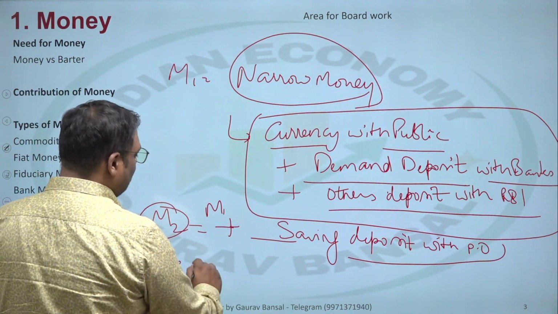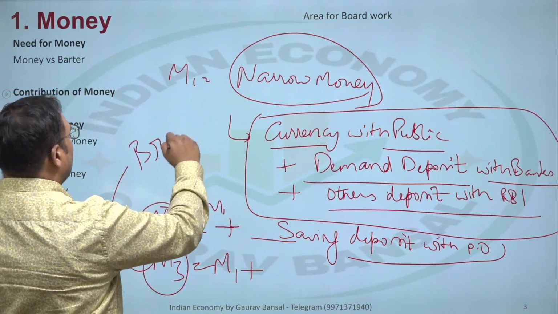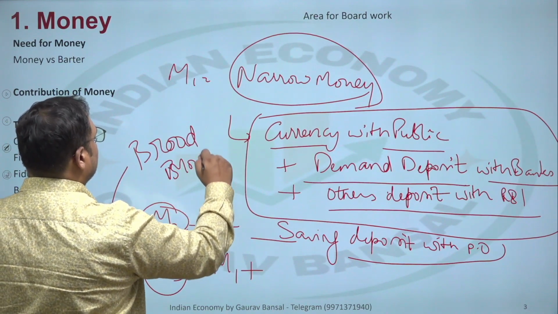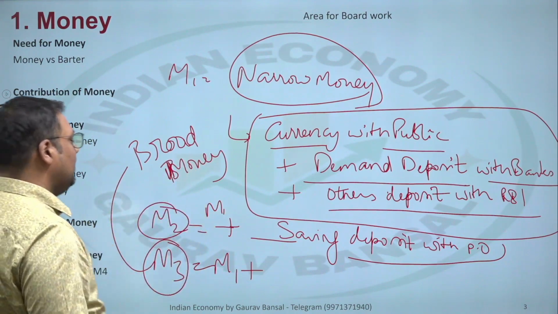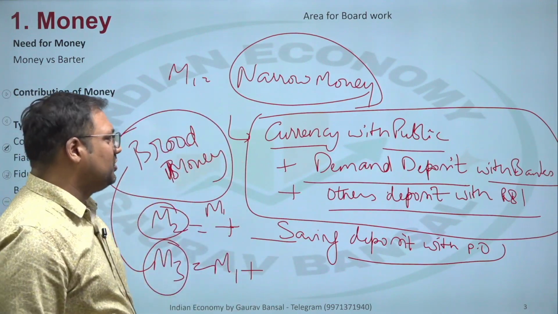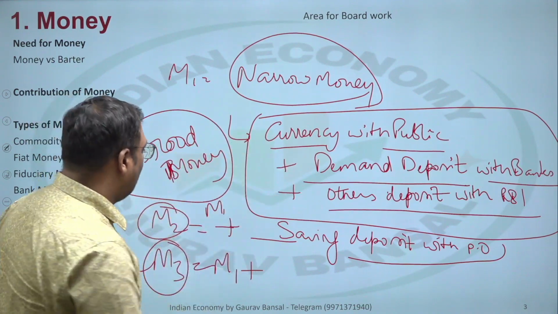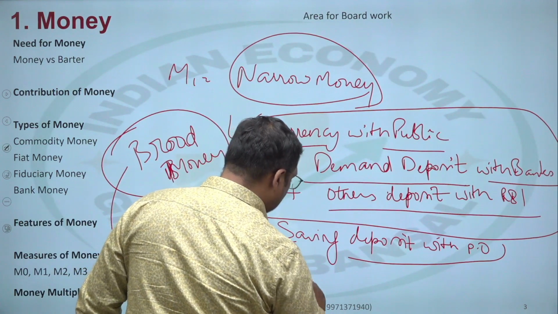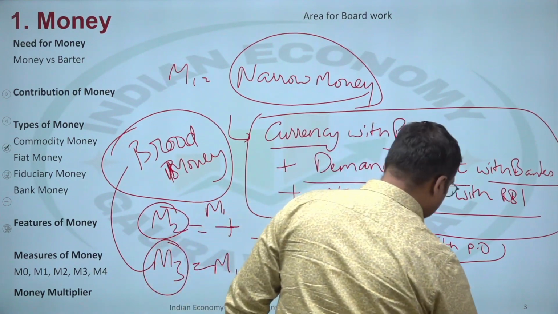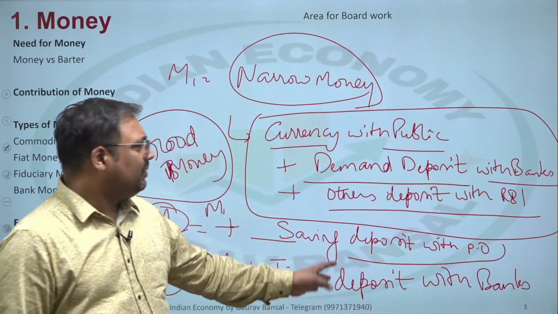What is M3? M3 is M1 plus. Now M3 is also called broad money, and this is also our official money supply. If we want to say the total money supply in India, how much is that? That is equal to M3. So M3 is M1, these three, plus time deposit with the banks. Just this one entry will be there. Time deposit we add to it.